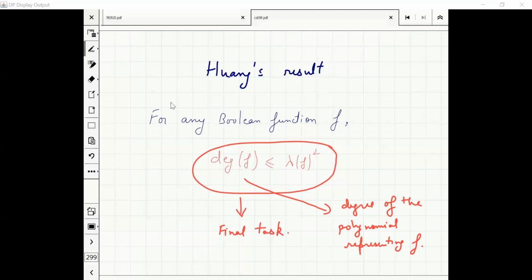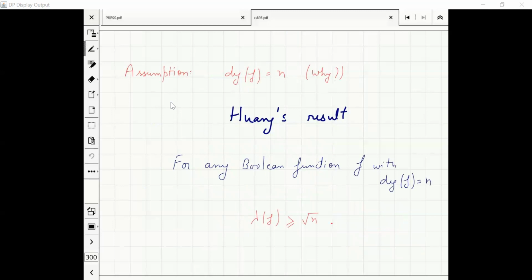The result is, if you take a function f, the Fourier degree of it is bounded by the maximum eigenvalue squared. Any questions about our target? Okay, good. So we are fine with the target. Let's see how we can simplify our target a bit. We can make some assumptions, and then our life will be much simpler.